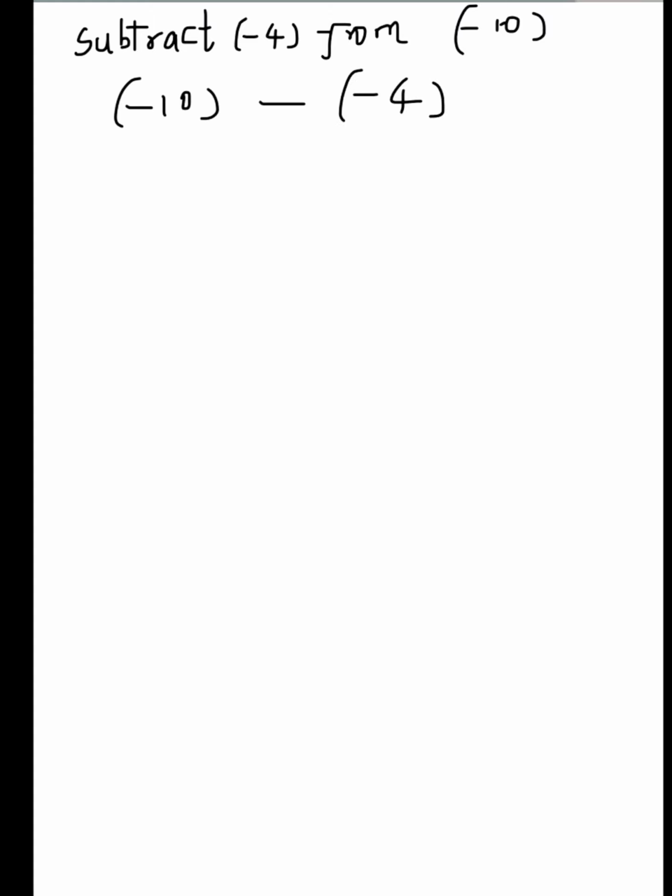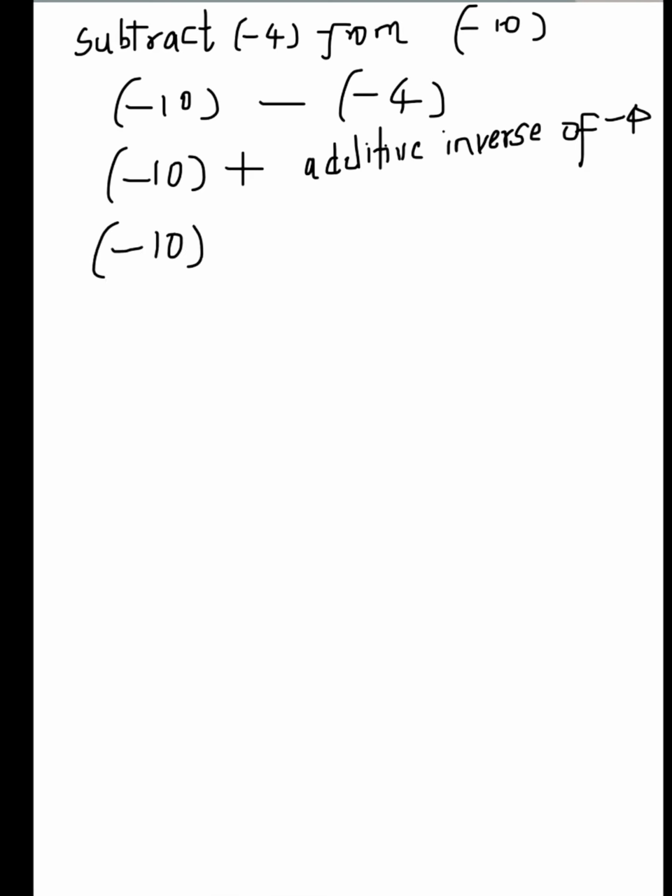Now what will you do? You will write the first number as it is, that is minus 10. And instead of the minus sign, you have to put the plus sign. Now you have to add the additive inverse of minus 4. What is the additive inverse of minus 4? So first you have to write minus 10 plus the additive inverse of minus 4, which is 4. So you will get minus 10 plus 4.